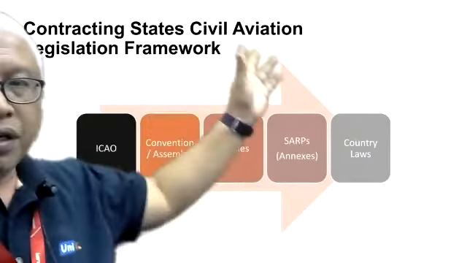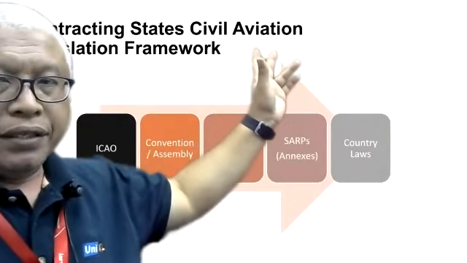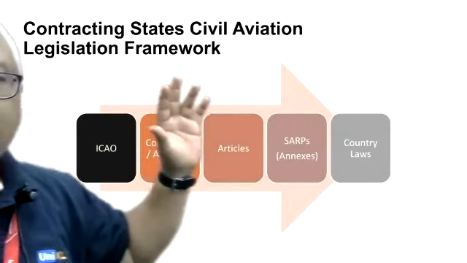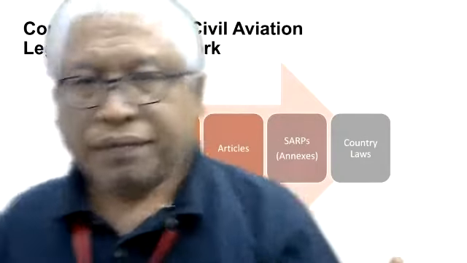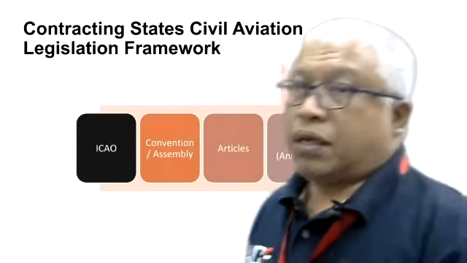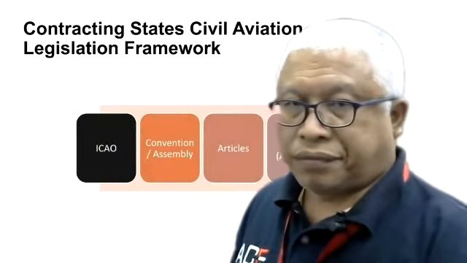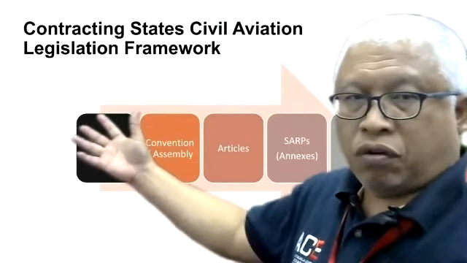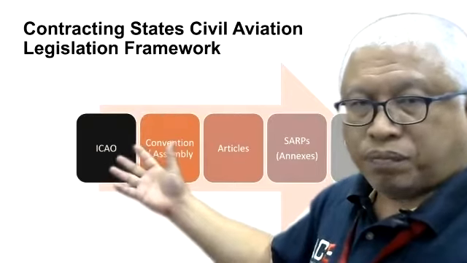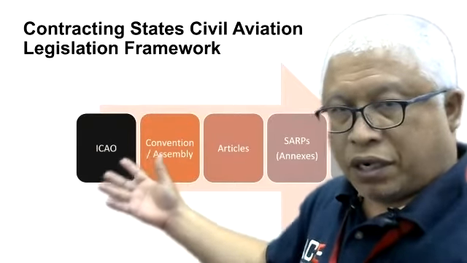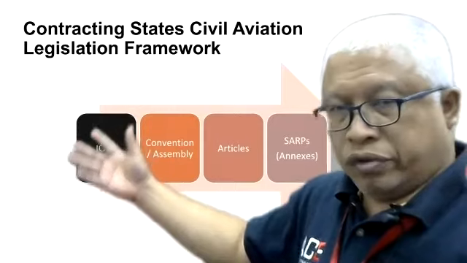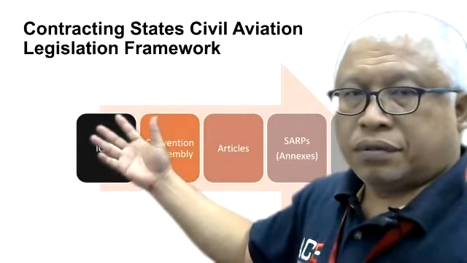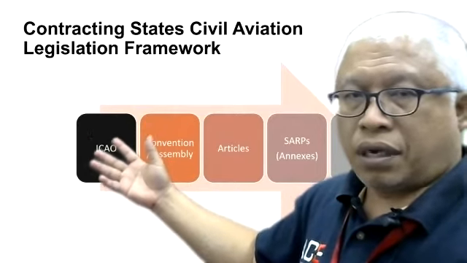Now we're talking about the contracting state civil aviation legislation framework. So we are one of the ICAO member states, and an ICAO member state, we call it a contracting state. So what we need to do, there is the ICAO Convention 1944. In the convention, there are resolutions put into a document. They call it the ICAO Convention.